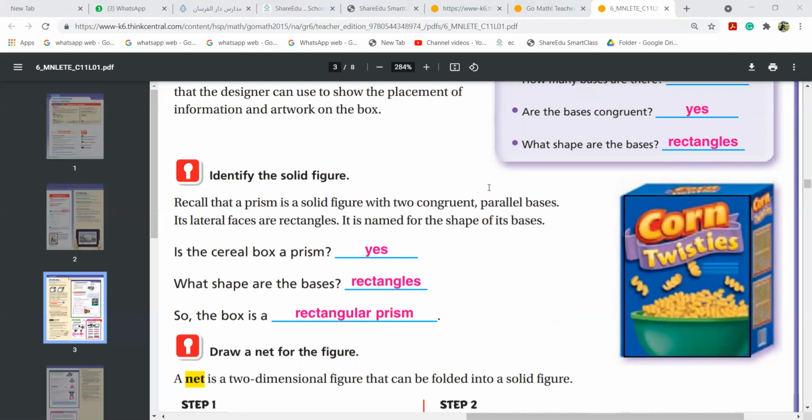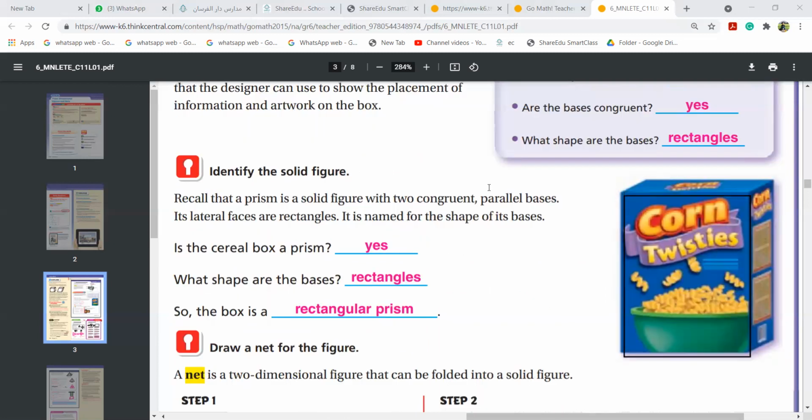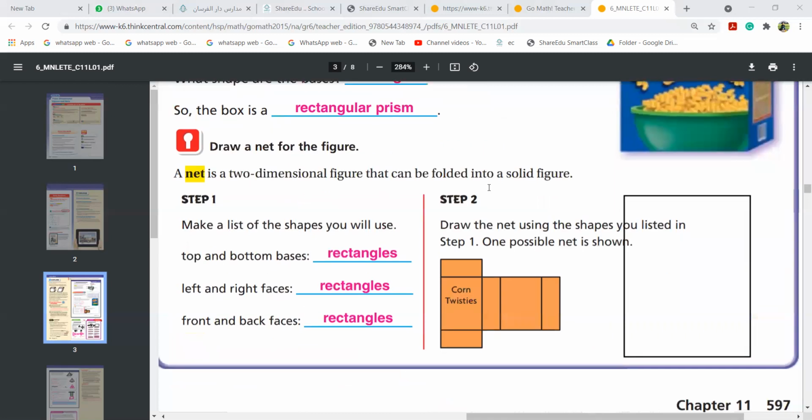Very good. Till here, did you understand? A very, very simple lesson. It's just the basics of this lesson. Now, did you write?